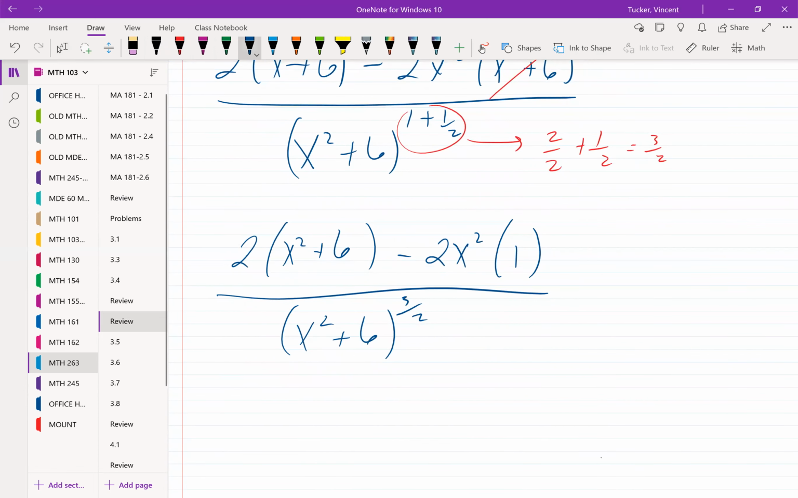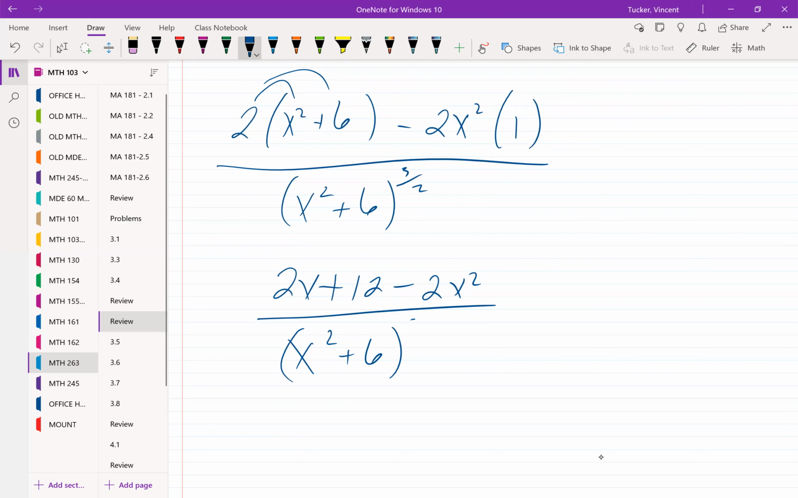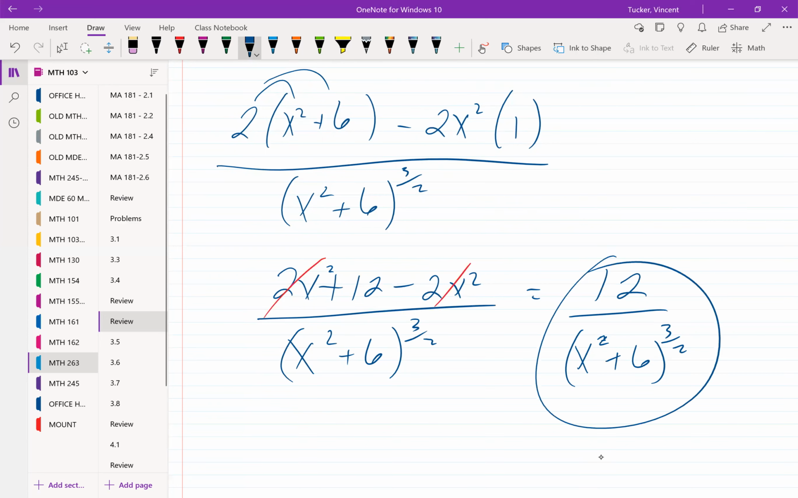All right, so keep going. We can distribute. That's 2x squared plus 12. Said 12. My fingers didn't want to do it. Minus 2x squared times (x squared plus 6) to the 3/2. And now 2x squared minus 2x squared, that's pretty good right there, cancels. That leaves me with 12 over (x squared plus 6) raised to the 3/2 power. And that's your answer.